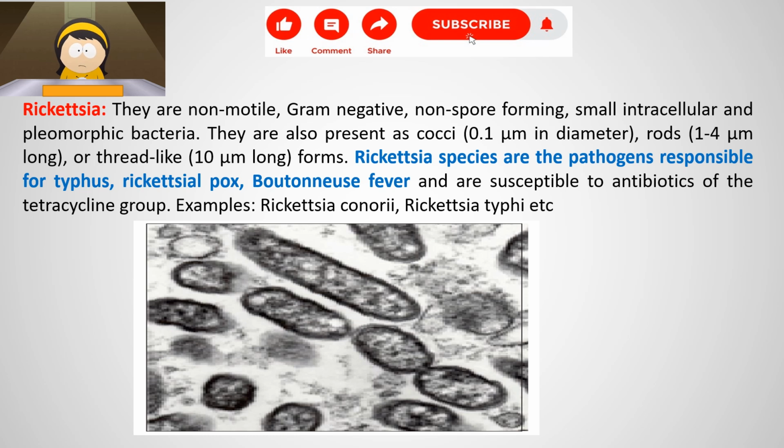Rickettsia. They are non-motile, gram-negative, non-spore-forming, small intracellular and pleomorphic bacteria. They are also present as cocci, 0.1 micrometers in diameter, rods, 1 to 4 micrometers long, or thread-like, 10 micrometers long, forms. Rickettsia species are the pathogens responsible for typhus, rickettsial pox, Boutonneuse fever and are susceptible to antibiotics of the tetracycline group. Examples: Rickettsia conorii, Rickettsia typhi, etc.